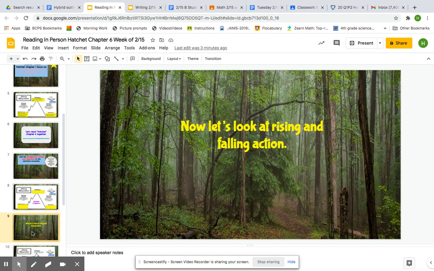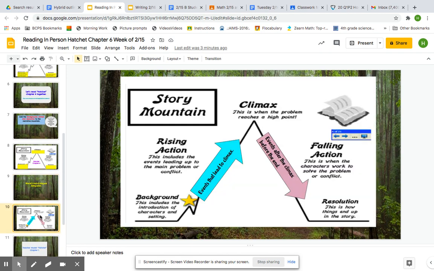Then we're going to talk about the rising and falling action. In the rising action, it's events that lead up to the big problem. And the falling action is events after the problem and before the chapter ends.